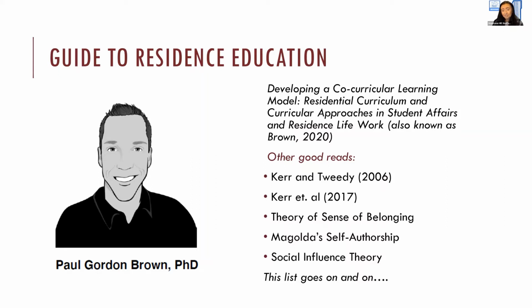We leaned a lot on the sense of belonging. You'll see that come up in a couple of slides here, how that fits into our model. Baxter Magolda's theory of self-authorship comes up a lot when we were making our learning outcomes. And then social influence theory did come up quite a bit as we were looking to make our overall diagram, which you'll see in a couple of slides, and how social influences on college students, particularly students who live in residence halls, can affect the learning that happens there.